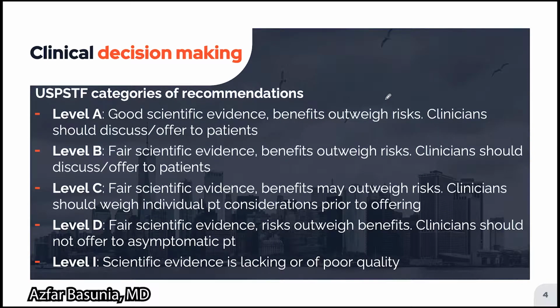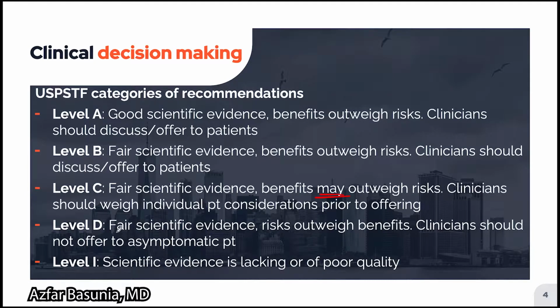Based on the quality of the available evidence, the USPSTF also have various categories for clinical recommendations. Level A indicates good scientific evidence and the benefits outweigh the risks, and the clinicians should discuss or offer these to patients. Level B indicates fair scientific evidence, but the benefits still outweigh the risks, and the clinicians should discuss or offer these to patients as well. Level C indicates fair scientific evidence, but the benefits may outweigh the risks, and the clinicians should weigh individual patient considerations prior to offering them to patients.